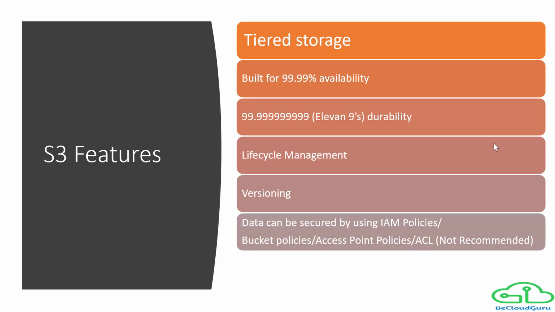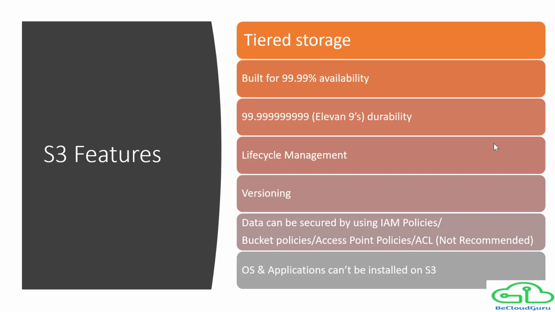Then to access control, you can use either IAM policies, bucket policies, or access point policies. Although you can still use ACLs, that is a kind of a legacy method and is no longer recommended. And then a very important thing to remember is that you cannot install an operating system or applications on top of S3. This is a very important factor which we need to consider while picking which kind of storage we're going to use on AWS. So now let's jump into the console and see how we can configure S3 quickly.